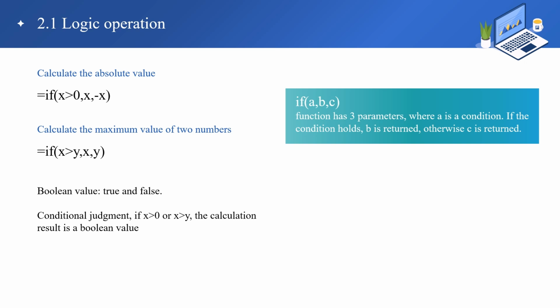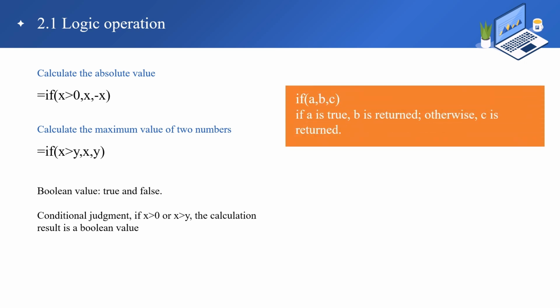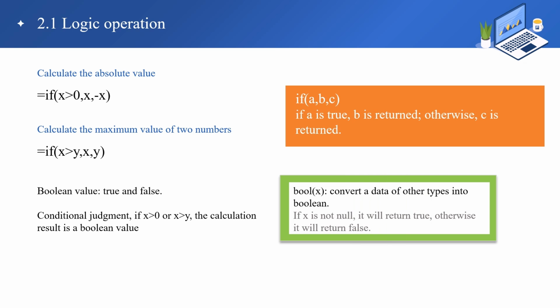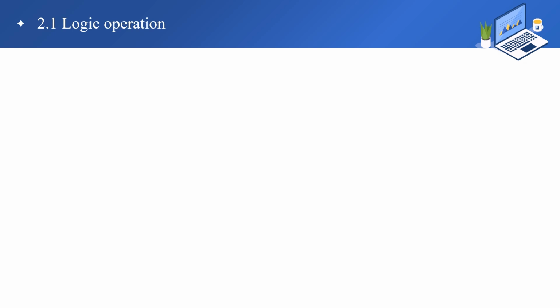The stricter description of the if(a,b,c) function is that if a is true, b is returned, otherwise c is returned. To convert data of other types into Boolean, you can use the bool(x) function. Since a Boolean value is also a kind of data, it should be able to participate in operations. Let's take a more complicated example.